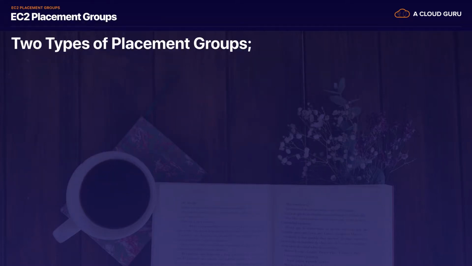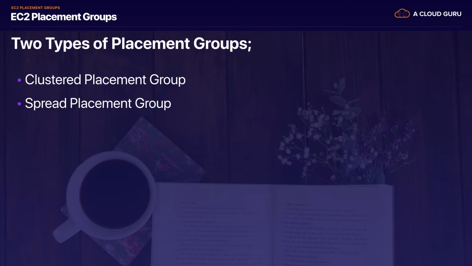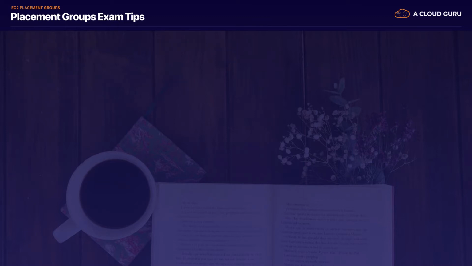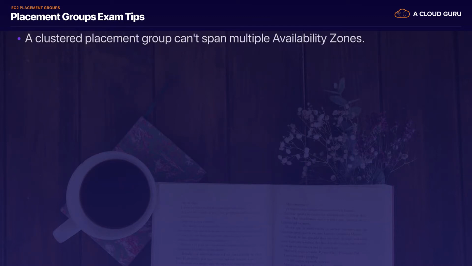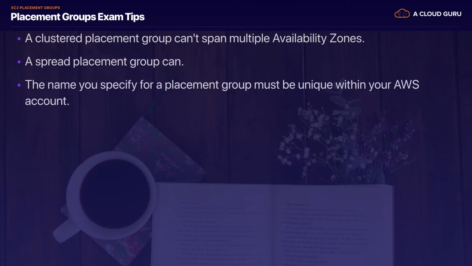And then finally, moving on to placement groups. Just remember there's two types of placement groups. You've got your clustered placement groups. This is where you need very high network throughput or low latency or both, and it's available in a single availability zone. And then you've got your spread placement groups. This is where if you've got critical EC2 instances and you don't want them on the same hardware, then you create a spread placement group. Clustered placement groups can't span multiple availability zones, whereas spread placement group can.